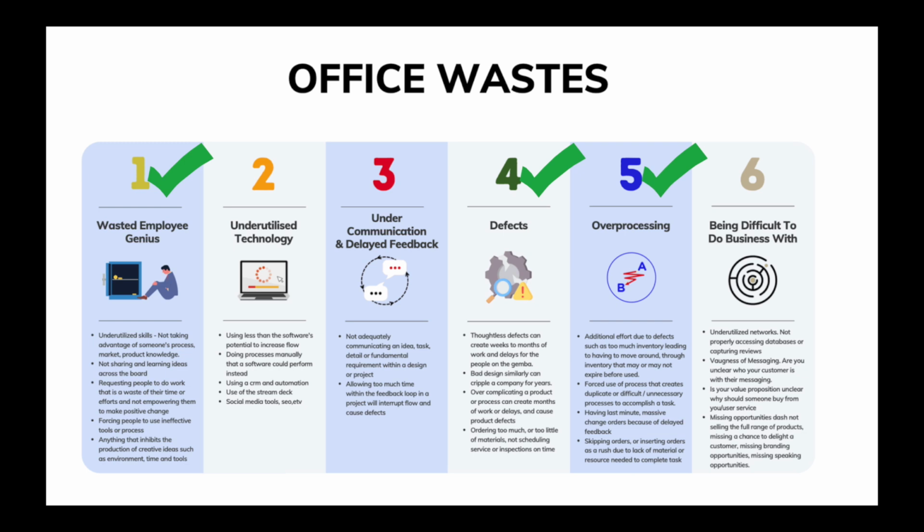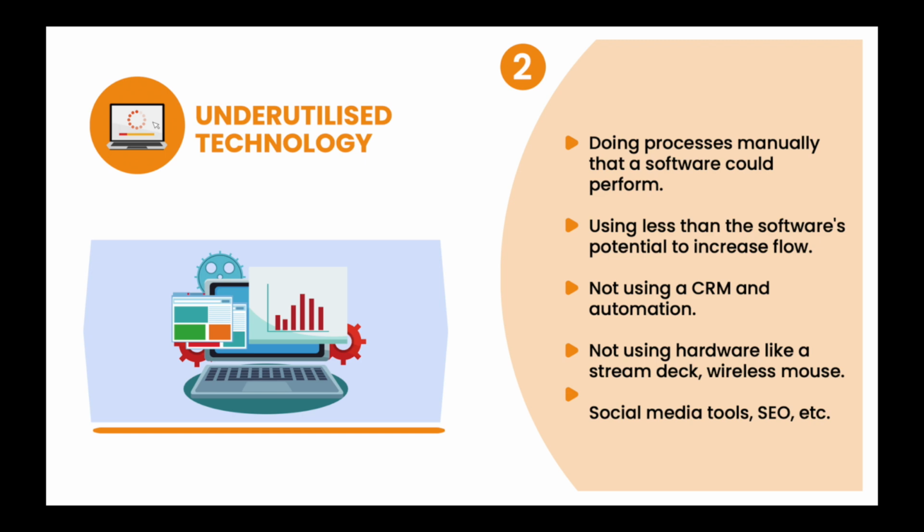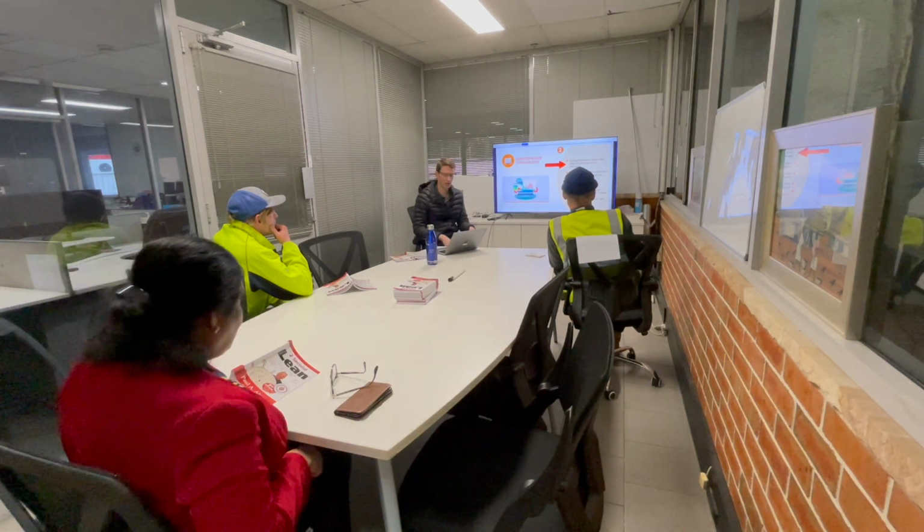In the office wastes, the wasted employee genius is also there, the defects and the over-processing. What's not in there is the underutilized technology, the under-communication and delayed feedback, and being difficult to do business with. So we'll do those three. Underutilized technology. Do you have any ideas of what that is here in SFP, Josh? I think a whole new system would help us. I mean, I think our system is so outdated. Like the processes of doing orders at night, the way that we lock things in at night takes probably an hour longer each day unnecessarily just because it's so dated. Yeah. Imagine all that time you could save by not having to do that. And all the mistakes that come when you don't do it.